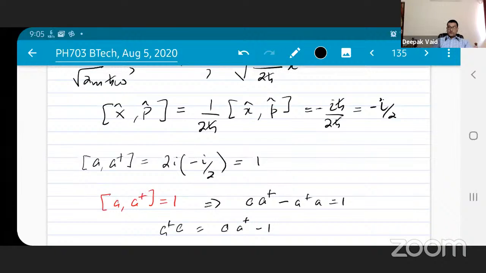So this is true for this particular operator, A. It will not be true in general for any arbitrary operator. You take some arbitrary operator O, and you say, what is the commutator of O and O dagger? Is it equal to 1? Right? And the answer will be no.